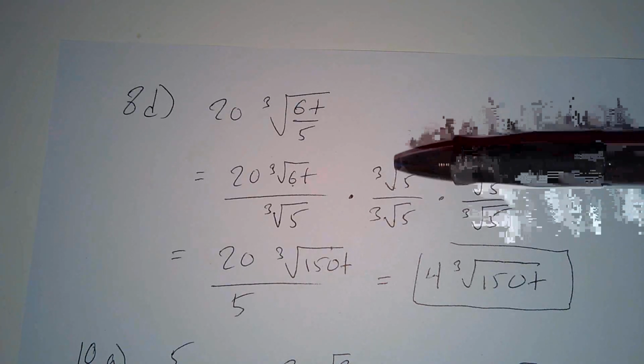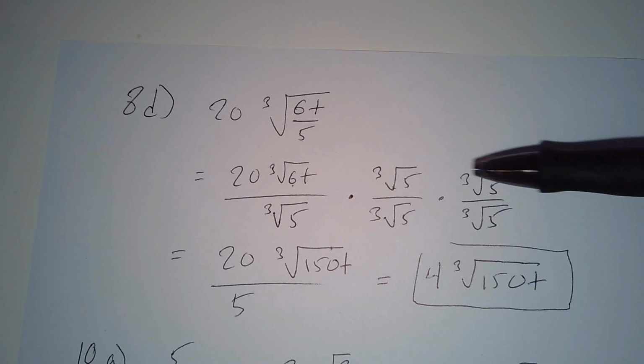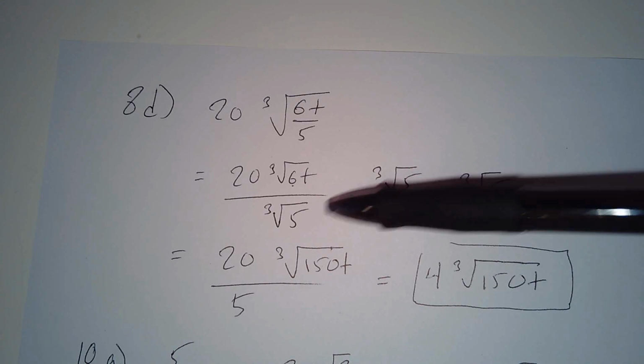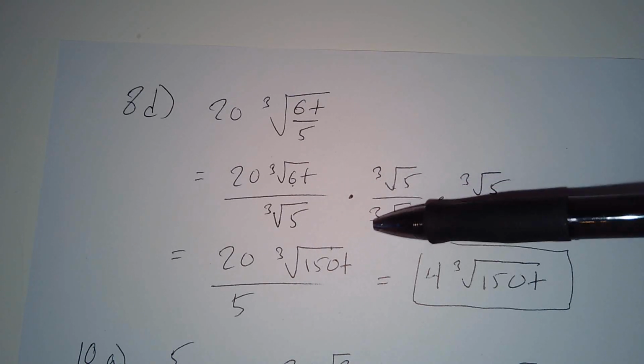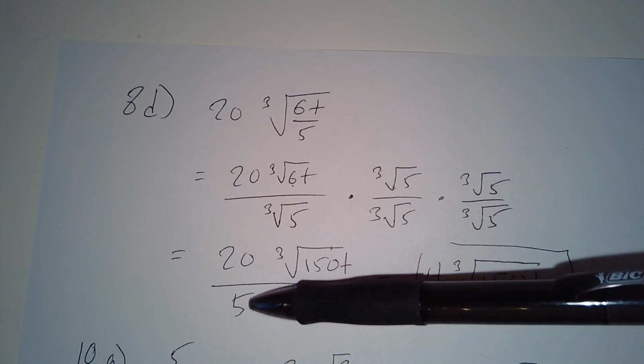Okay, so that's why I'm multiplying by the cube root of 5, cube root of 5, the same on the top and the bottom. And so that gets rid of that. When you have cube root of 5 times cube root of 5 times cube root of 5, that's going to be the cube root of 125, which is just going to be 5.